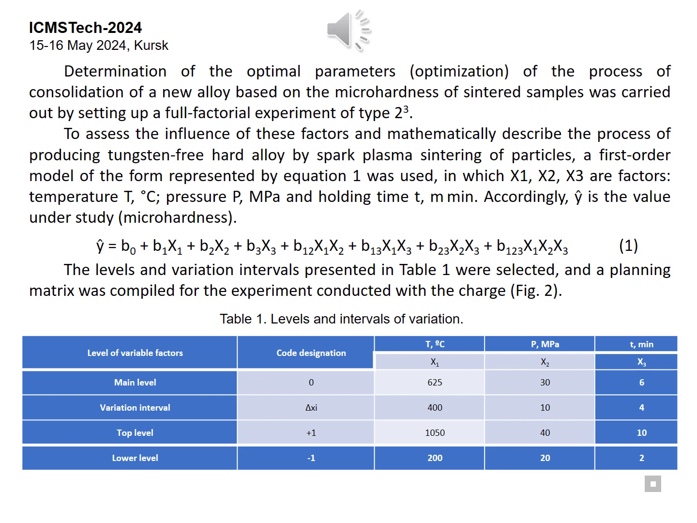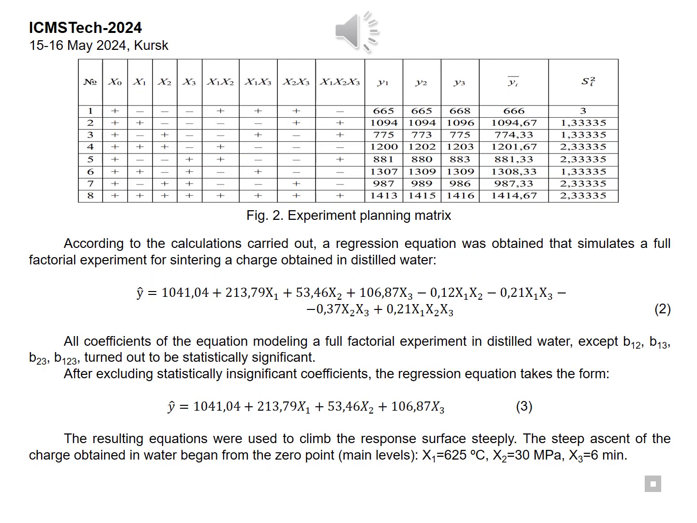The levels and variation intervals presented in Table 1 were selected, and a planning matrix was compiled for the experiment conducted with the charge on Figure 2. According to the calculations carried out, a regression equation was obtained that simulates a full factorial experiment for sintering a charge obtained in distilled water. All coefficients of the equation modeling a full factorial experiment in distilled water, except B12, B13, B23, B123, turned out to be statistically significant. After excluding statistically insignificant coefficients, the regression equation takes the form.